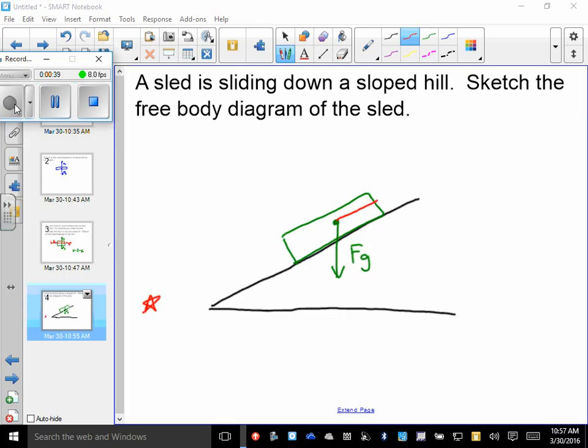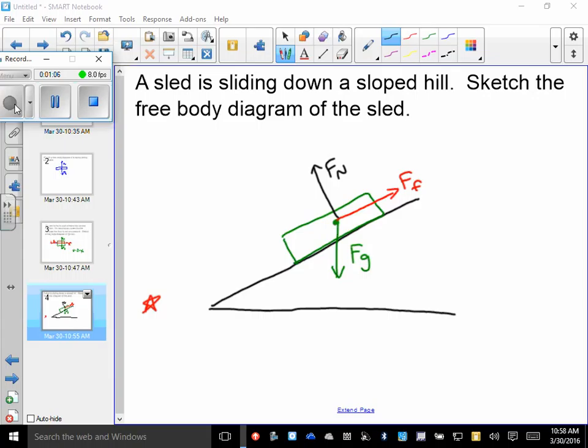So we're going to have the force of friction opposing the motion. And we're going to have that normal force. Okay, that normal force is always perpendicular to the surface. So the normal force is going to be in this direction. So the normal force is going to have both a component in the x and the y.